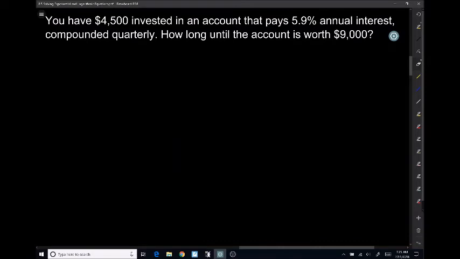So now we can start solving word problems like this that actually have some importance to us. So we've talked about compound interest. Say you have $4,500 invested in an account that pays 5.9% annual interest compounded quarterly. How long until the account is worth $9,000? That means how long until the account doubles.